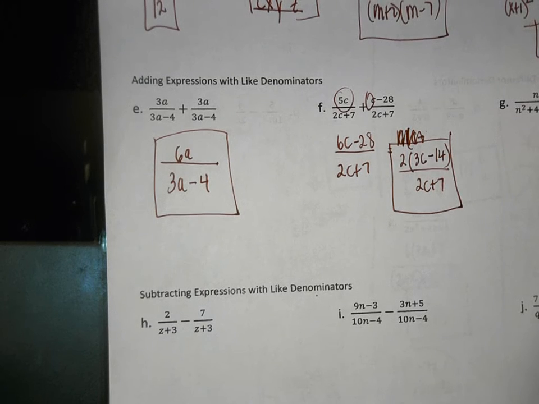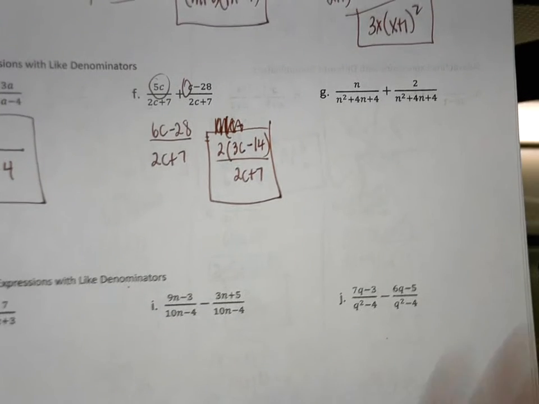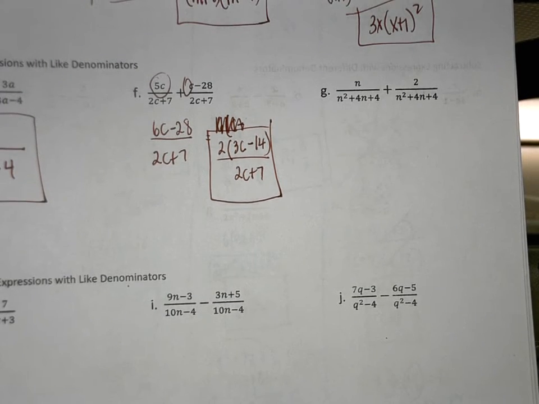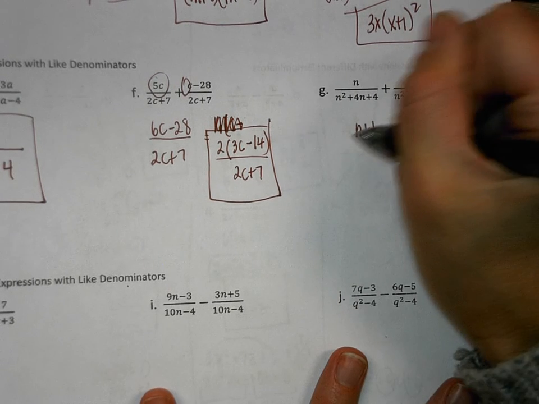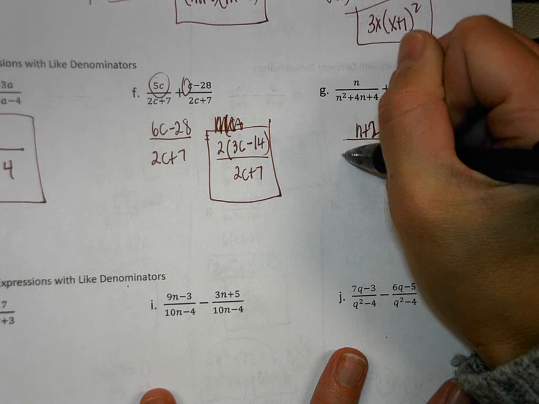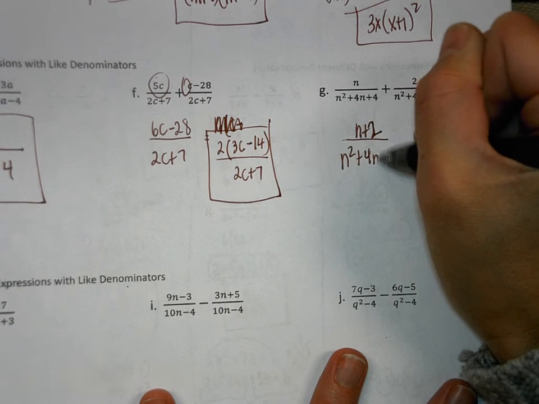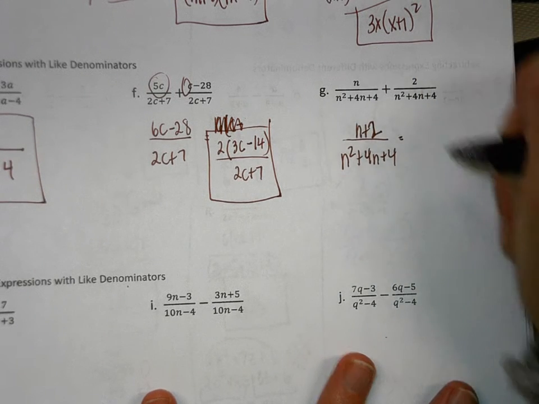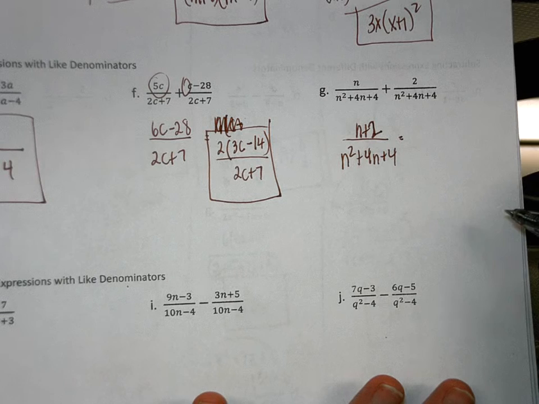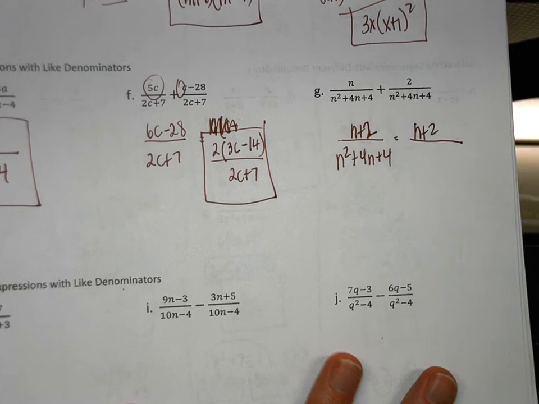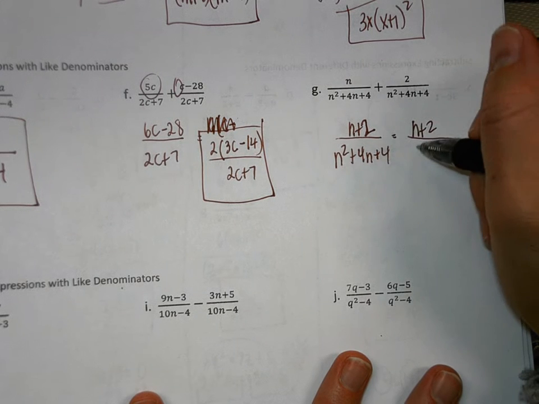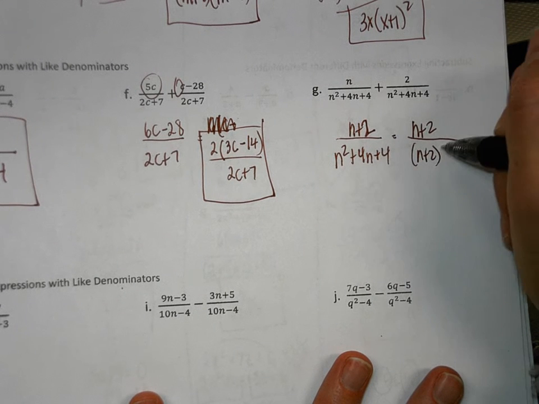All right, G. Denominators are the same. So we would end up writing this as n plus 2 over n squared plus 4n plus 4. Is n squared plus 4n plus 4 factorable? Yes. What does it factor to be? It's 2 and 2. Good. n plus 2 times n plus 2.